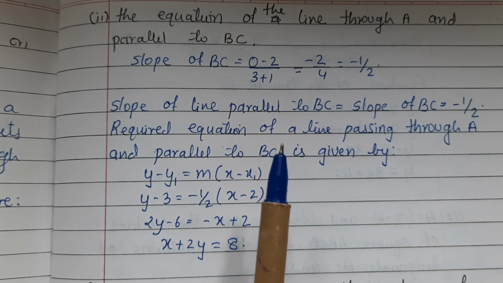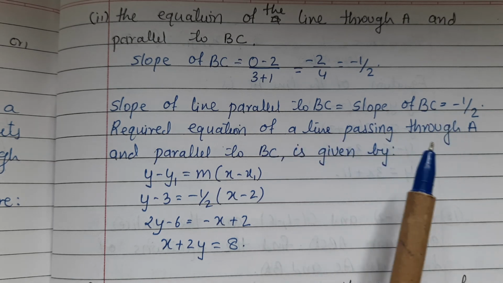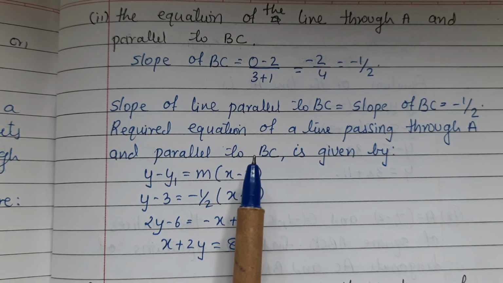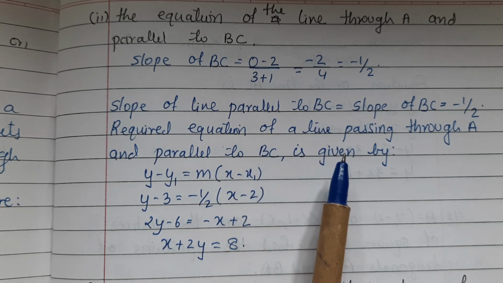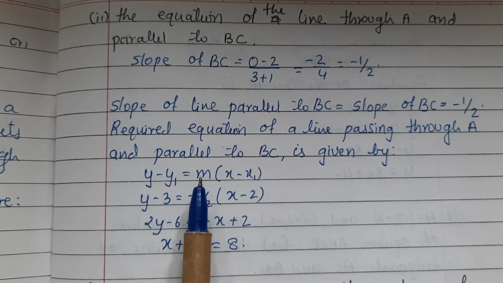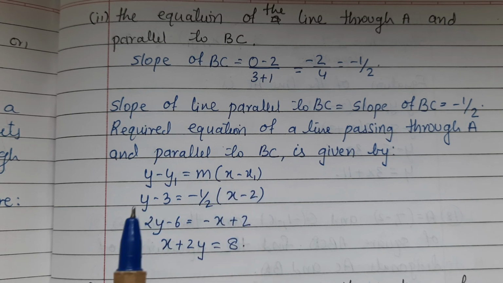The required equation of the line passing through A and parallel to BC is given by y minus y1 equal to m into (x minus x1). y minus 3 equal to minus 1 upon 2 into (x minus 2). 2y minus 6 equal to minus x plus 2. x plus 2y equal to 8.